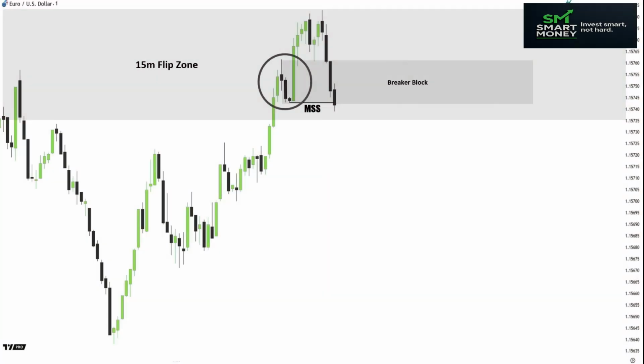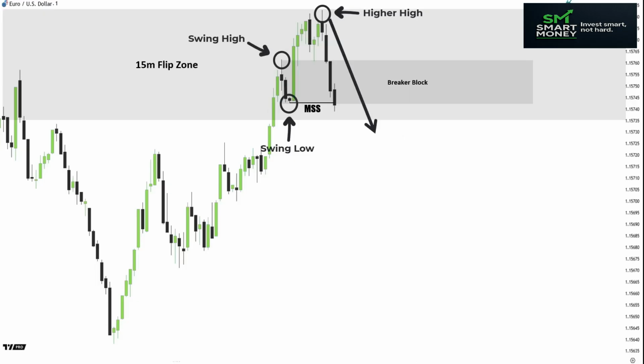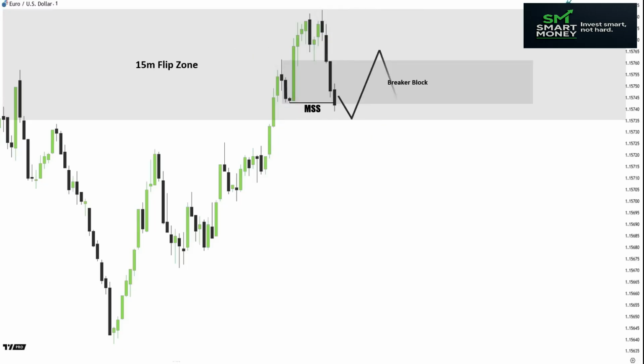Notice the sequence here? Price first formed a swing high, then a swing low, followed by a higher high, but immediately after, it reversed direction and closed below those down-close candles. This confirms the breaker block and gives us another strong confluence for a short entry. With these confirmations in place, we can expect the price to pull back to the breaker block before continuing downward towards sell-side liquidity.